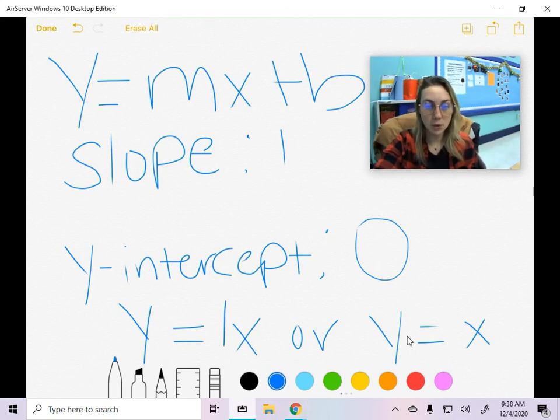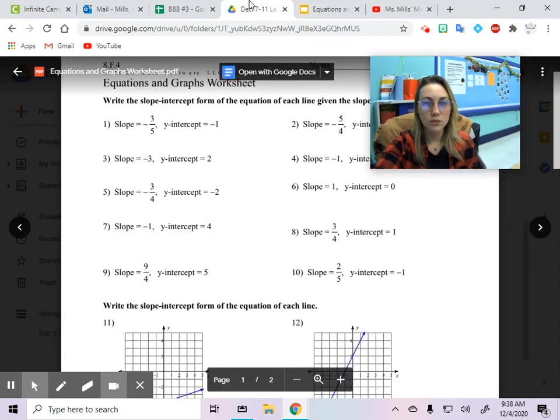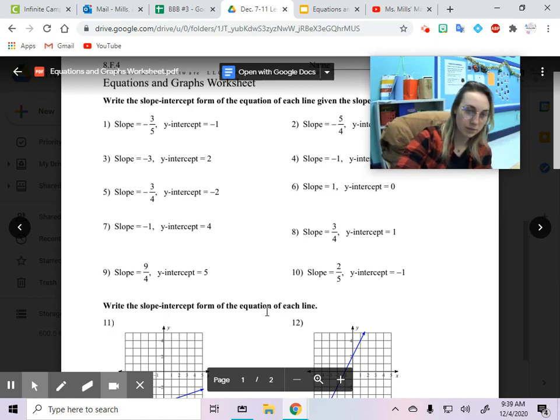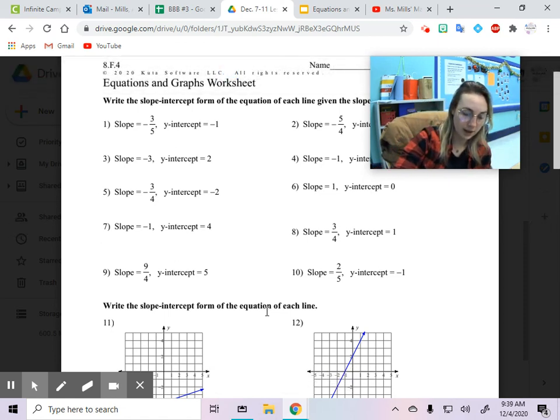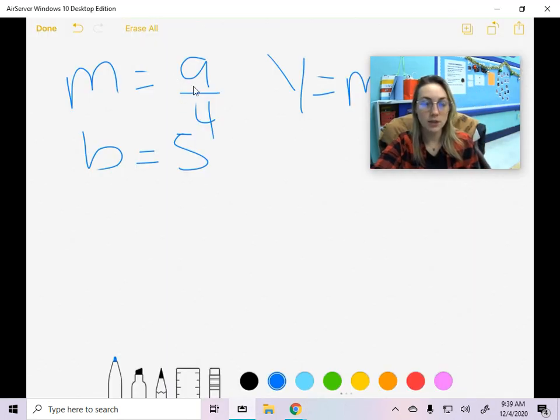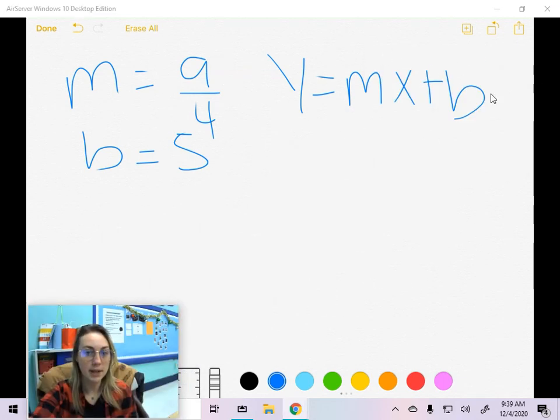Let me do one more just to help you out. All right, let's do number 9 real quick. So we have a slope of 9/4, and then we have a y-intercept of 5. Y equals mx plus b. All right, let's do this, guys. So here's our slope, here's our y-intercept, and here's the equation we're trying to make.